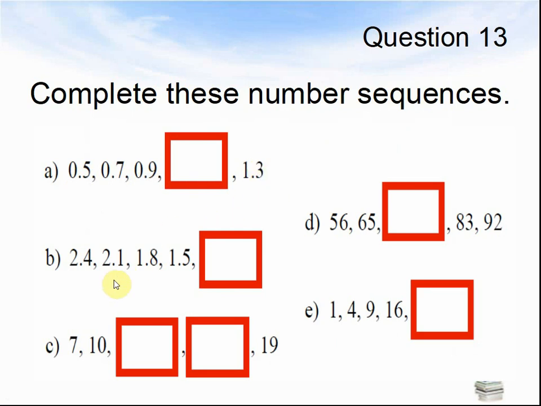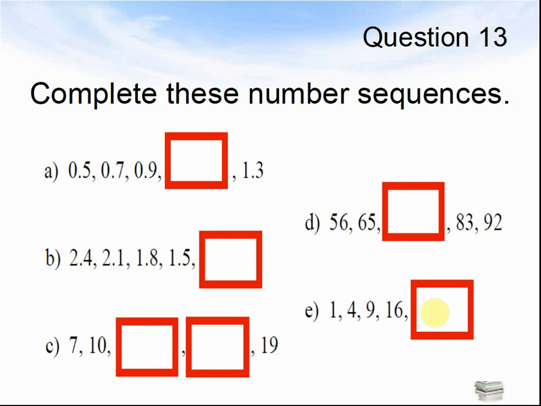1.3. Okay. B. 2.4, 2.1, 1.8, 1.5, something. C. 7, 10, something, something, 19. D. 56, 65, something, 83, 92. And E. 1, 4, 9, 16, and something, which is a bit trickier. Okay. Pause the video until you are ready to see the answers.